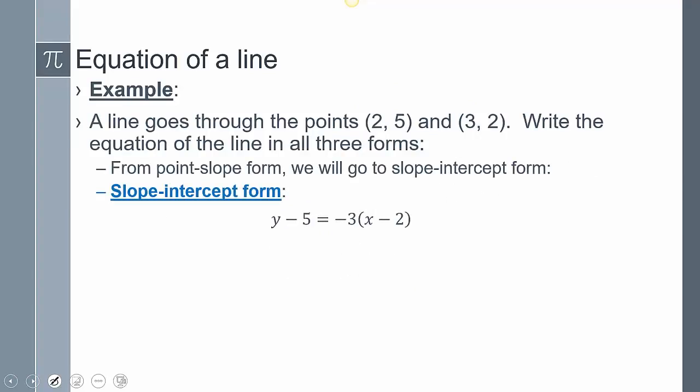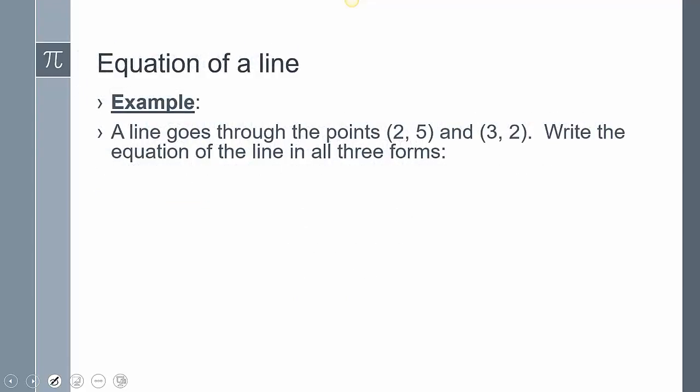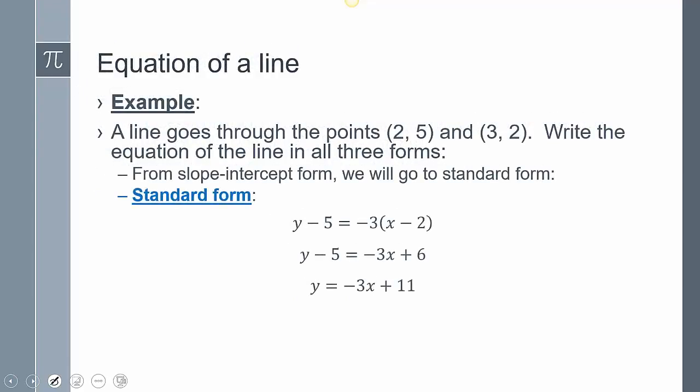Now if I take that point slope form, I can convert it into slope intercept form. The way that we're going to do that is first we're going to distribute this -3 through, and then I can add my 5 to both sides. If I do that, I get y equals -3x plus 11. This will be my slope intercept form. And then the last, from that slope intercept form, how do I convert it into standard form? I'm going to add the 3x to both sides, and so it's going to be 3x plus y equals 11. This is going to be my standard form equation.